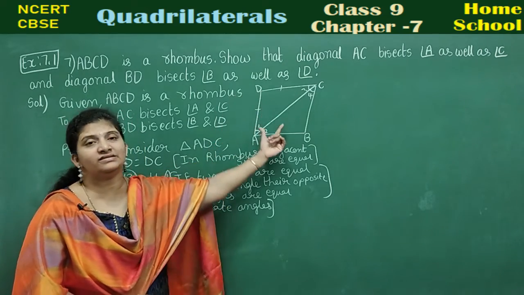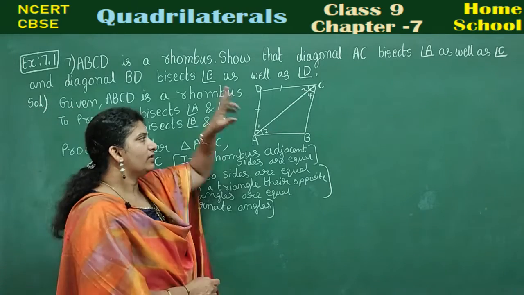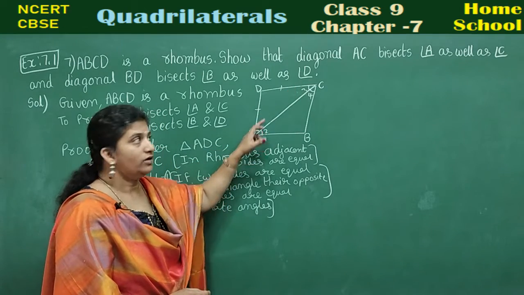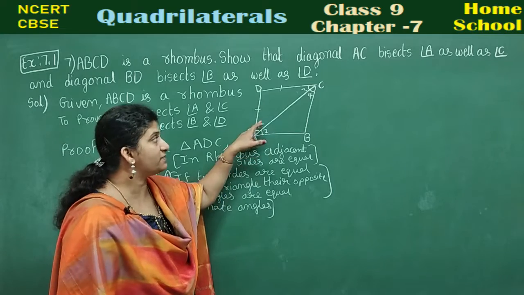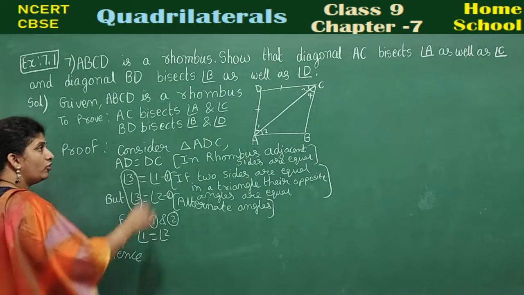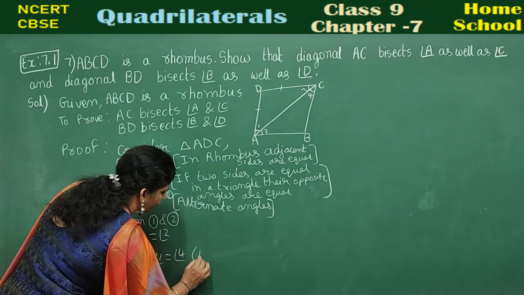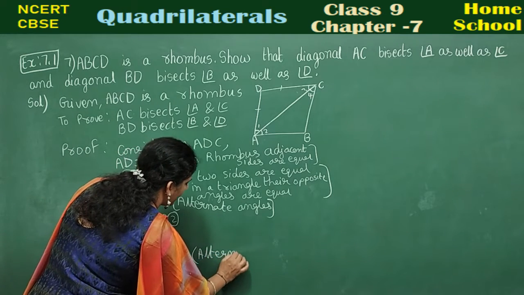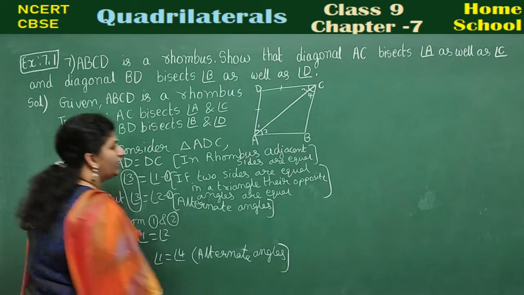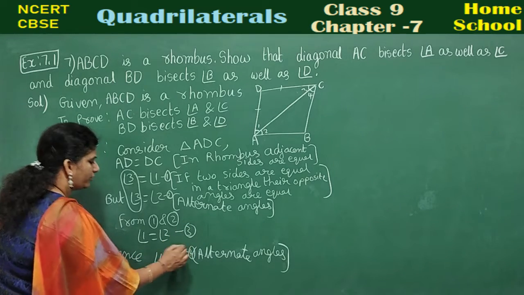Still we need to prove this AC diagonal bisecting angle C. Now observe carefully here. Angle 1 equal to angle 3 and angle 3 is equal to angle 2 by alternate angles, I have said. Only this pair is alternate? No, this pair is also alternate. Hence, here one more pair of angles are equal. That is, angle 1 is equal to angle 4. By alternate angles, I say these two angles are equal. Mark this 3 and mark this 4.